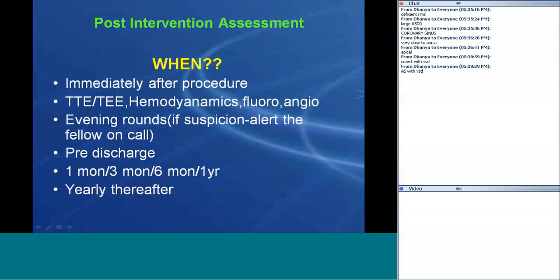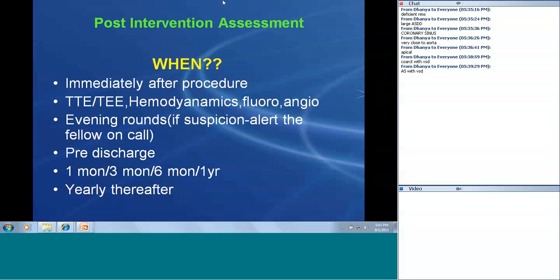So when should we do these assessments? Immediately after the procedure. During the procedure, of course, transthoracic echo, transesophageal echo, the hemodynamics, fluoro, angio, everything is being done.